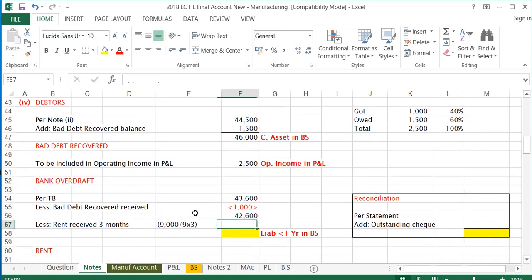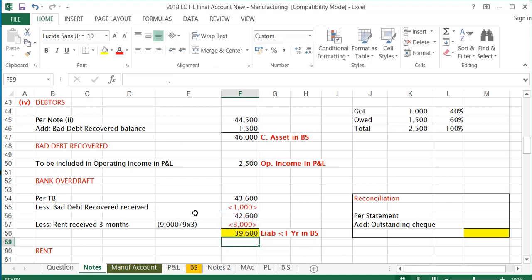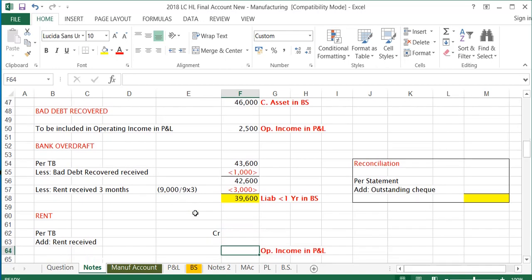So the 3,000 that we received, so again it's 9,000 for 9 months. So if I divide that by 9, it's 1,000 a month, and multiply that by 3 for 3 months gives me 3,000. That was received directly into the bank account. We didn't know about it, so that's going to reduce our bank overdraft by 3,000 to leave me with a bank overdraft of 39,600, which is going in liabilities less than 1 year in the balance sheet.